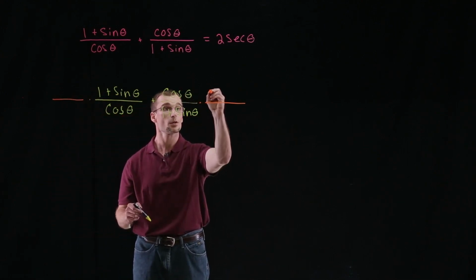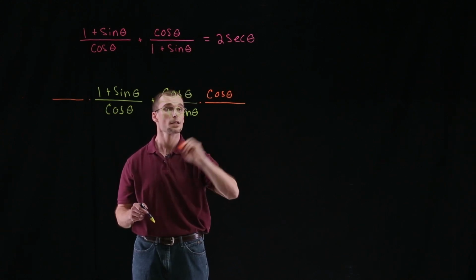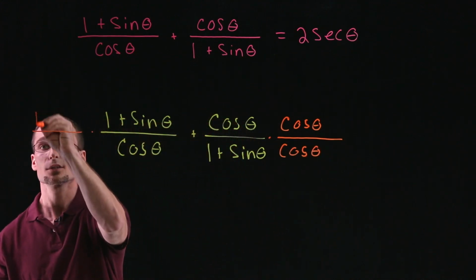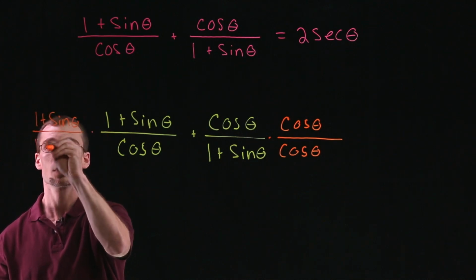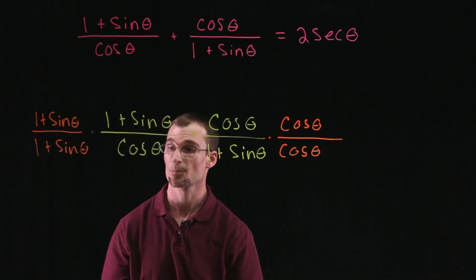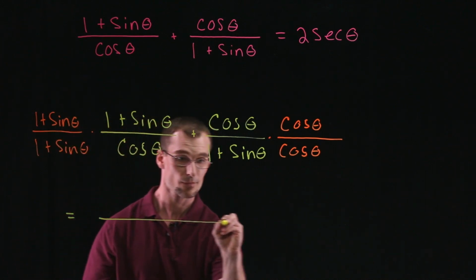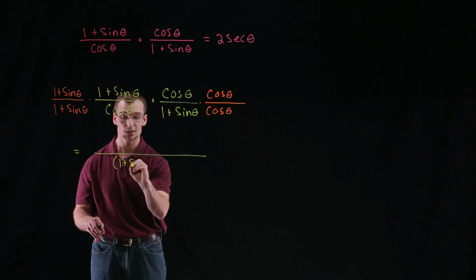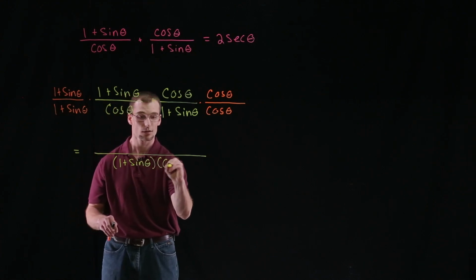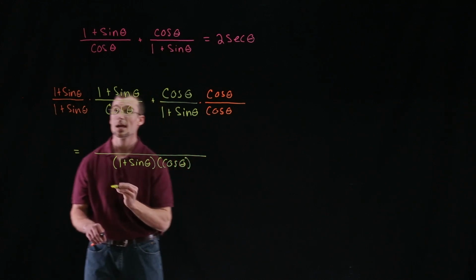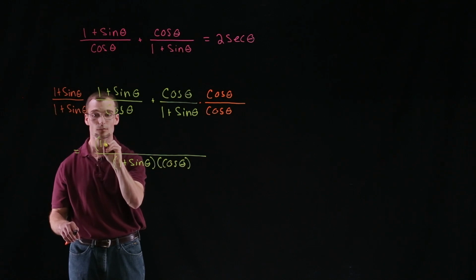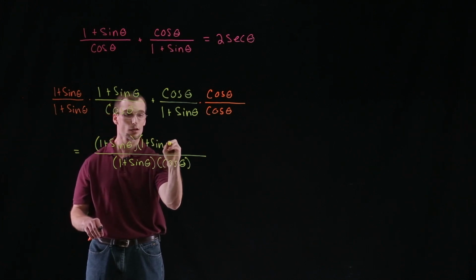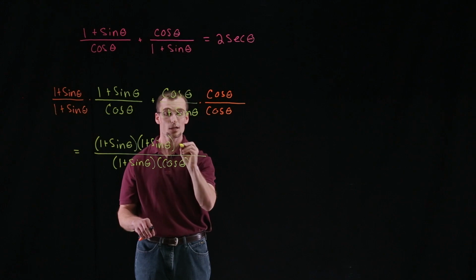So on our right, the cosine theta fraction is going to be multiplied by cosine theta over cosine theta. And on our left, we're going to multiply by (1 plus sine theta) over (1 plus sine theta). So what we get is the expression with the common denominator of (1 plus sine theta) times cosine theta, and our numerator is going to be the product (1 plus sine theta) times (1 plus sine theta) plus cosine squared theta.